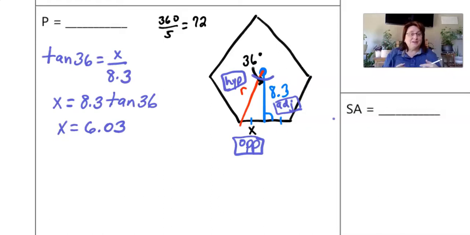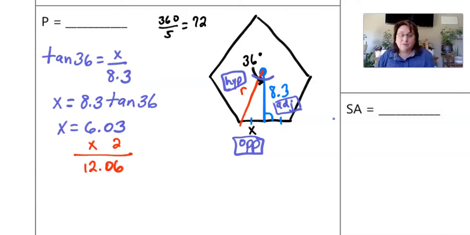How'd you do? Did you remember to label your triangle with opposite, adjacent, hypotenuse? We're going to use the tangent function. So x is 6.03. Now, guys, remember, do not round until the very end, until you're ready to put that answer on the line. Now, that is half of our side length, isn't it? So to get the entire side length, in order to find the perimeter, we have to multiply this by 2, right? So the whole side length is 12.06. That is the whole entire side length.